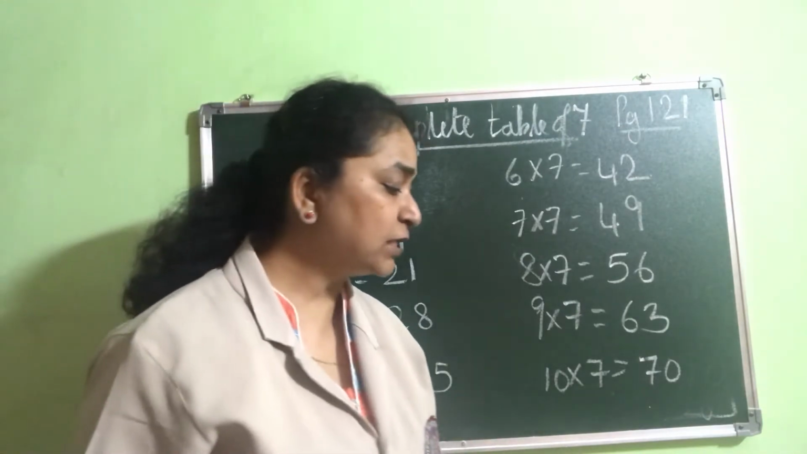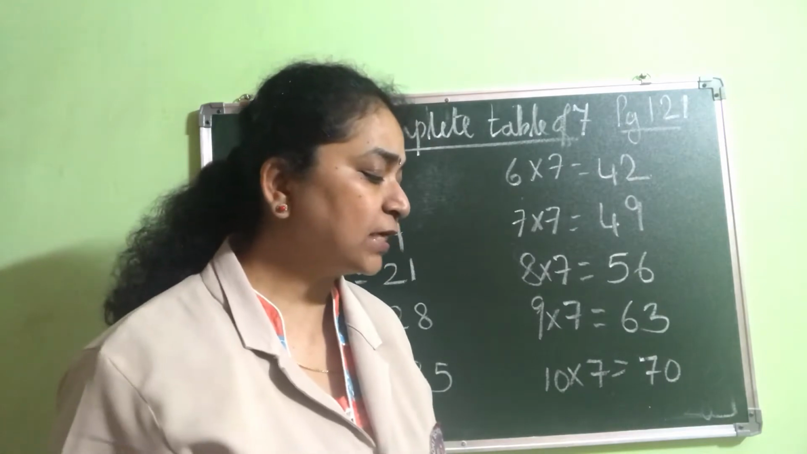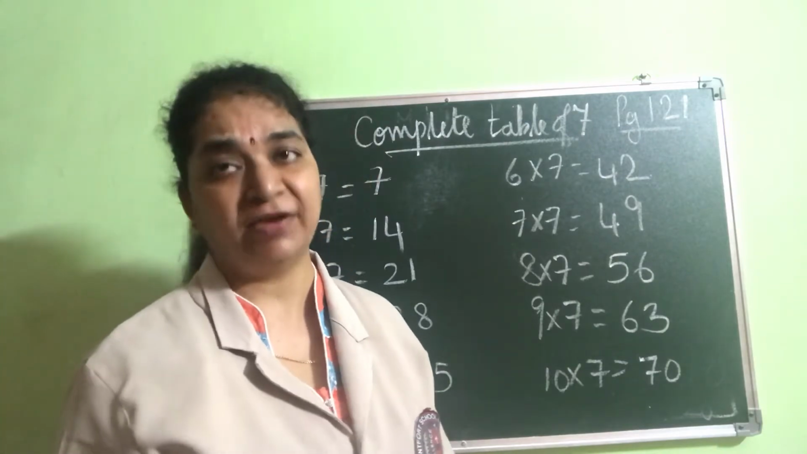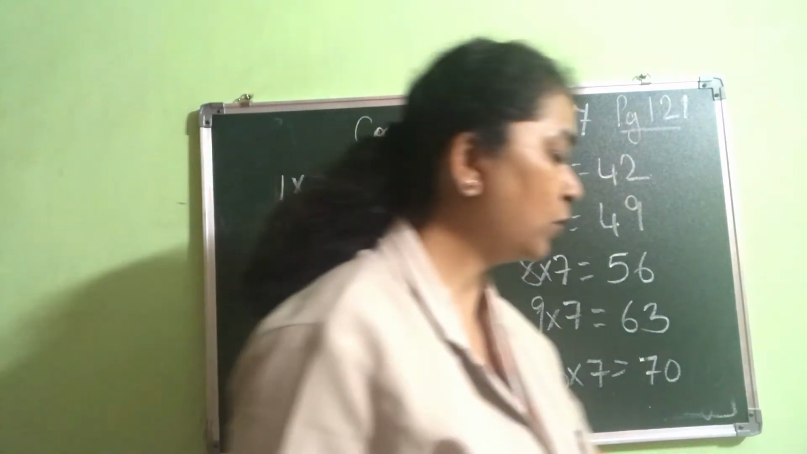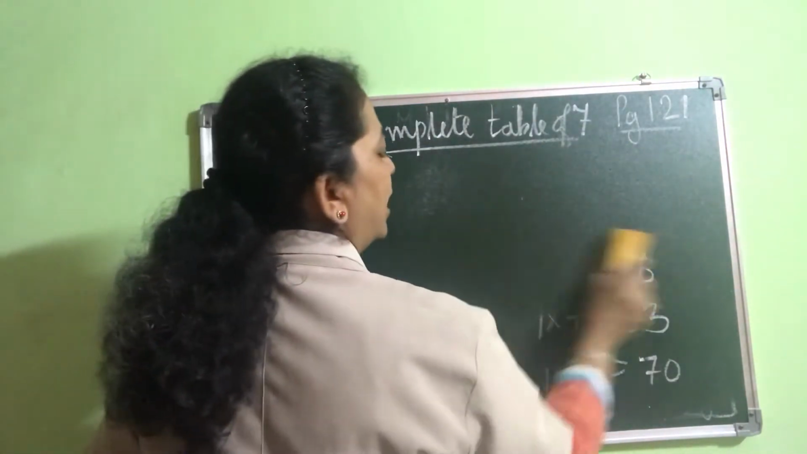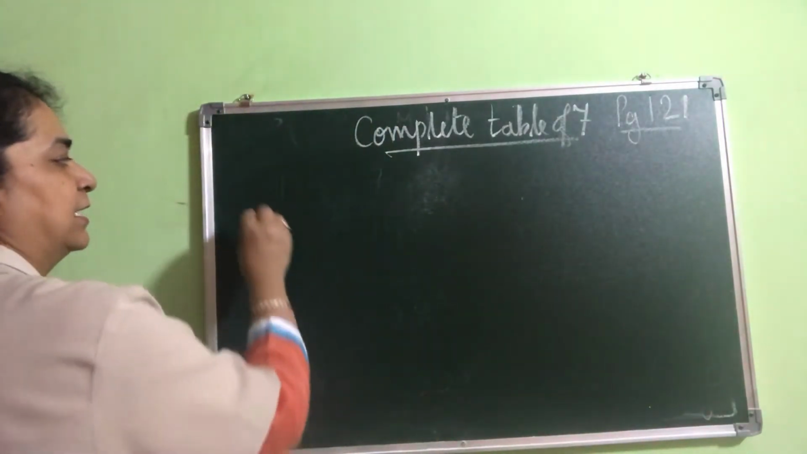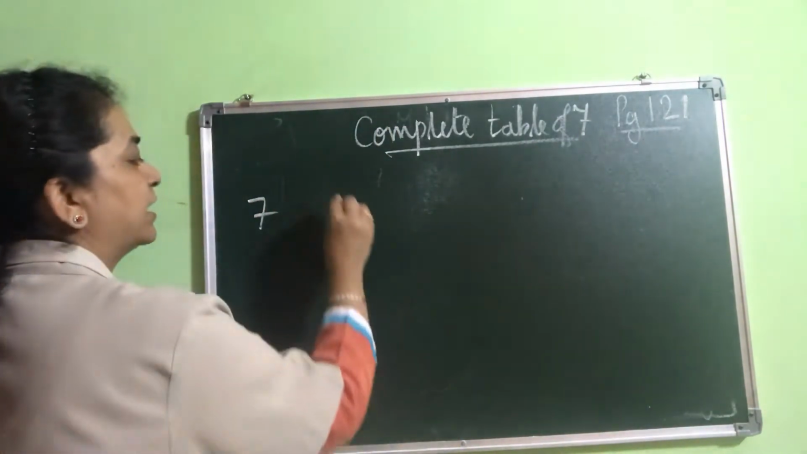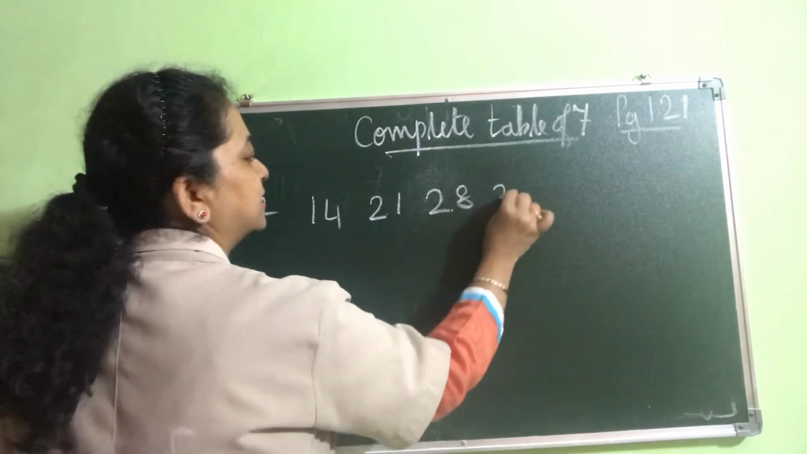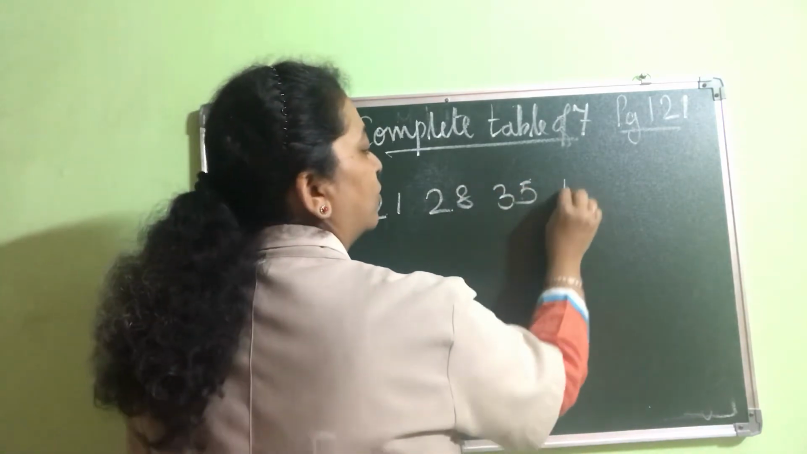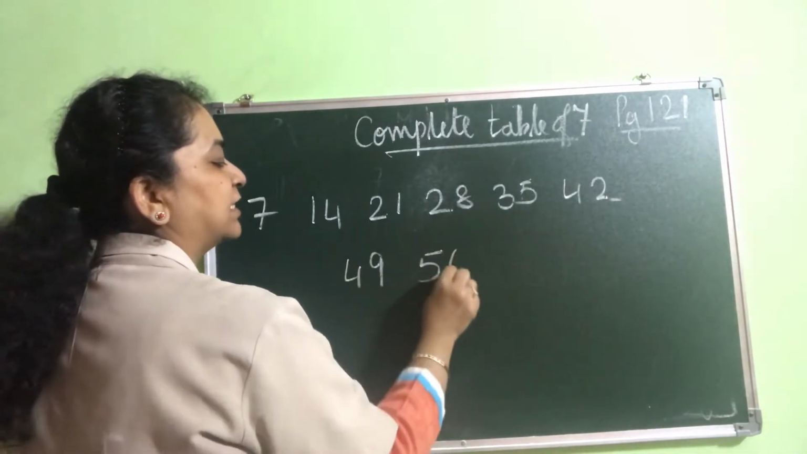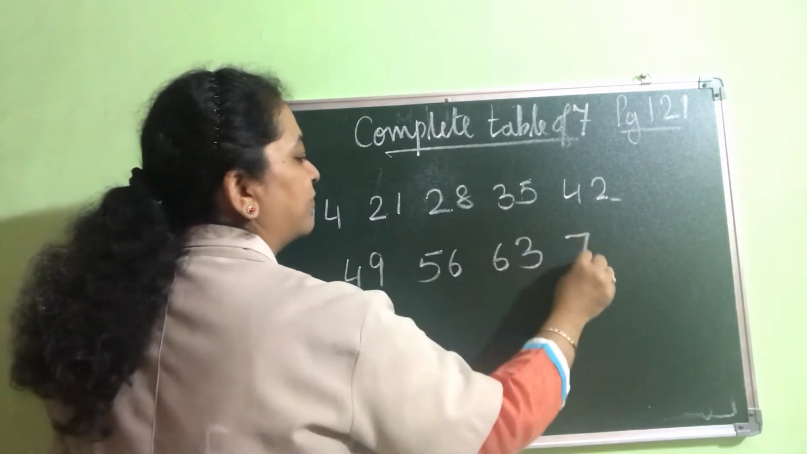Now the next question down there is: write the answers using table of 7. Count by 7s from 7 to 70. This is like skip counting of 7. You have to write the answers of your table of 7. So down you will write this way. Write the answers. 7 is written in your book. You will write 14, 21, 28, 7 5s are 35, 7 6s are 42, 7 7s are 49, 7 8s are 56, 7 9s are 63, 7 10s are 70.